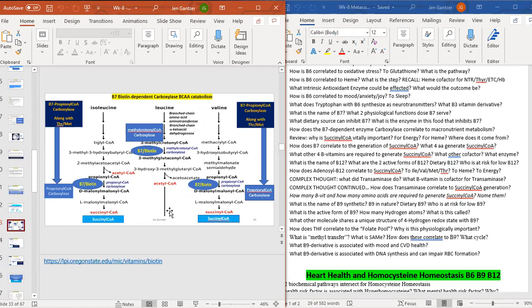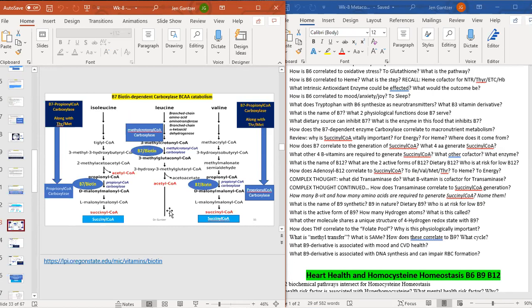Why is succinyl-CoA important? Number one, heme is generated by succinyl-CoA plus B6 plus glycine. So we need it for heme. The second reason we need succinyl-CoA is because it's part of the intermediate molecules of your TCA cycle. And then part of the TCA will turn the succinyl-CoA into complex 2 of your electron transport chain in order for your body to synthesize ATP.